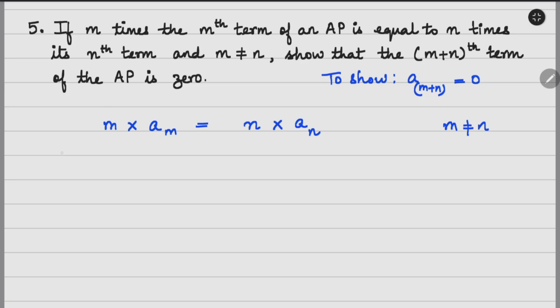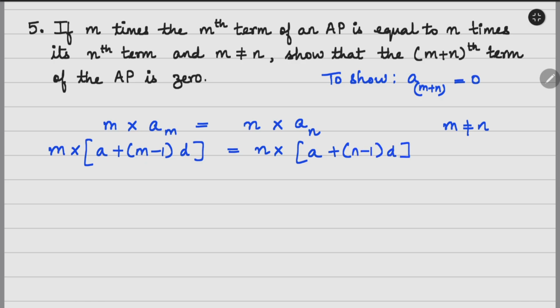Now let's expand based on what we know. So m times, what is the formula for nth term? You know, a plus n minus 1 into d. So this is m times a plus m minus 1 into d is equal to n multiplied by, again, use the nth term formula, a plus n minus 1 into d.